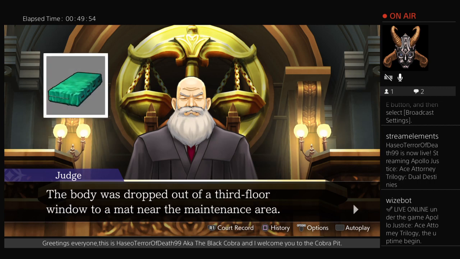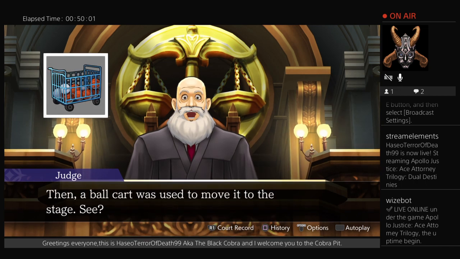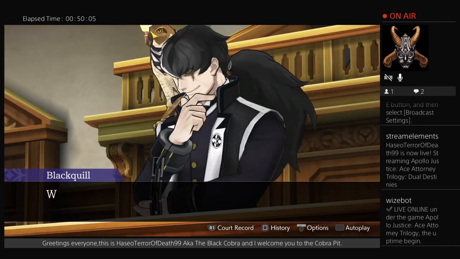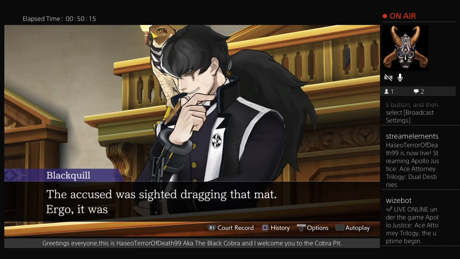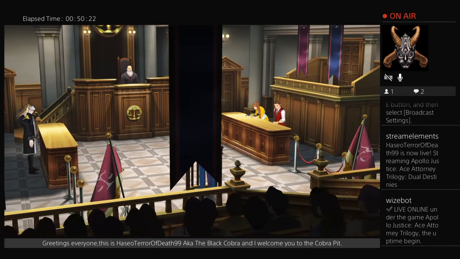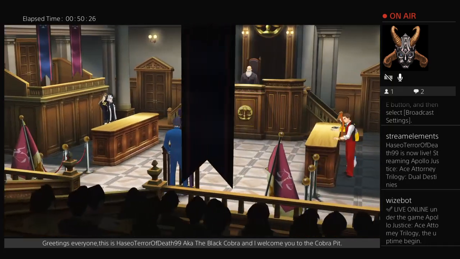The body was dropped out of a 3rd floor window to a mat near the maintenance area. Then a ball cart was used to move it to the stage. See, I've been paying attention. Well done, Your Honor. Now consider this. The accused was sighted dragging the mat. Ergo, it was she who moved the body. I don't buy it.